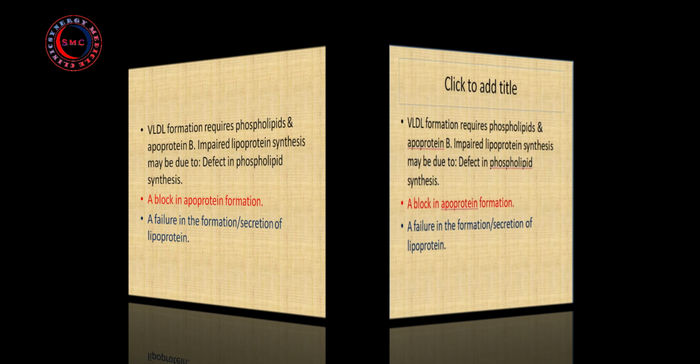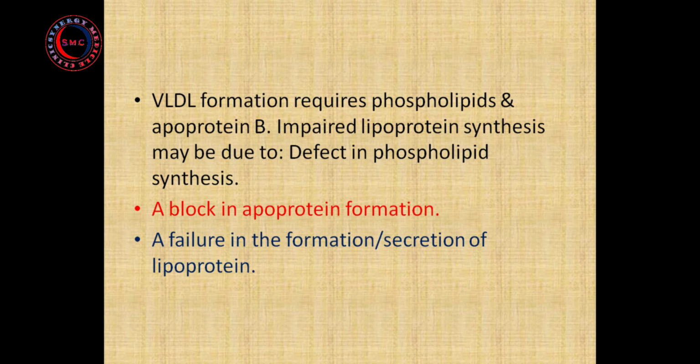Very low density lipoprotein formation requires phospholipids and apoprotein B. Impaired lipoprotein synthesis may be due to a defect in phospholipid synthesis, a block in apoprotein formation, or a failure in the formation or secretion of lipoprotein.